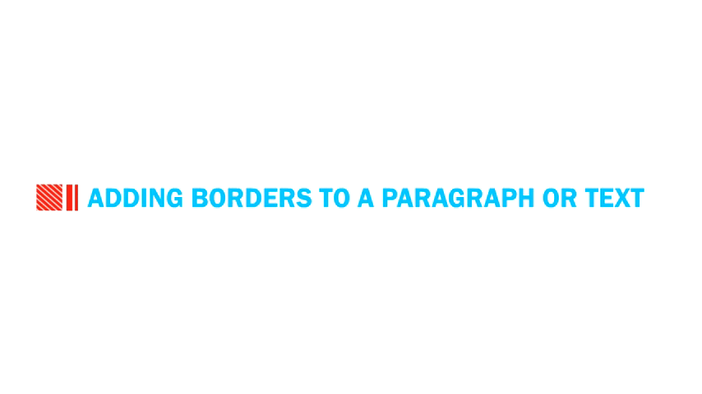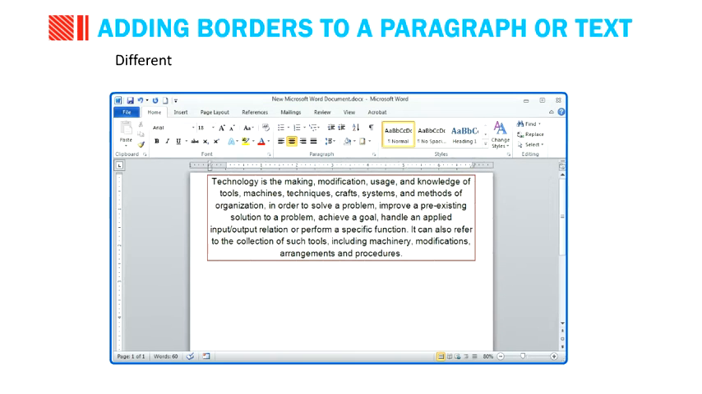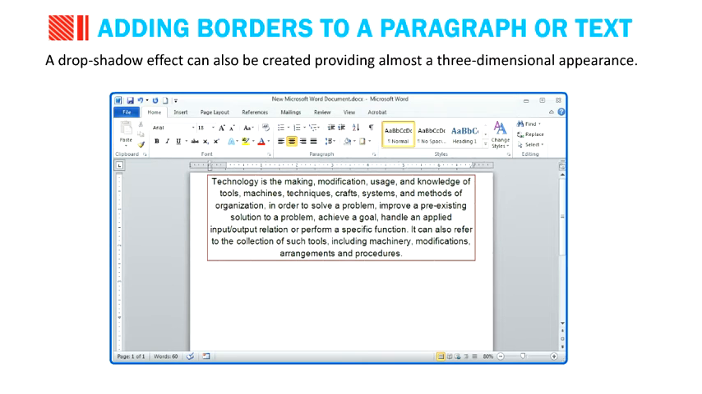First, let me tell you how to add borders to a paragraph or text. Different types of borders can be easily applied to paragraphs in Word. The borders can be added to any or all sides of a paragraph. A drop shadow effect can also be created, providing almost a three-dimensional appearance.